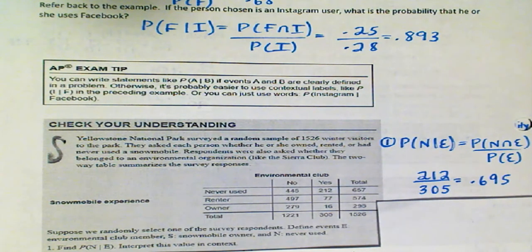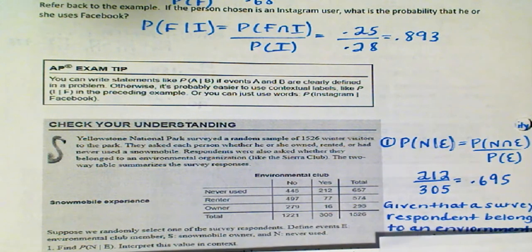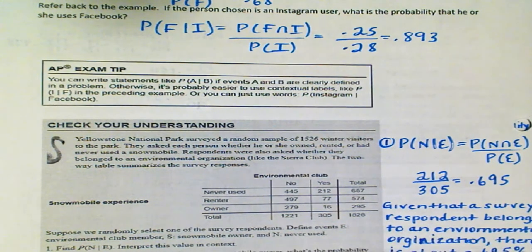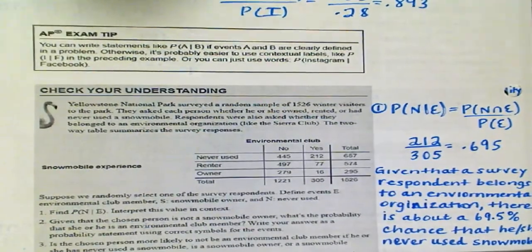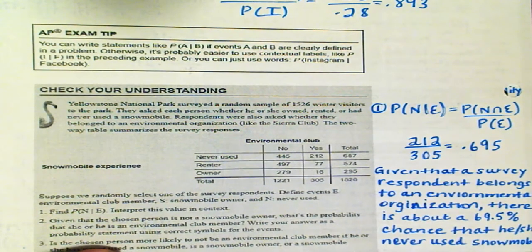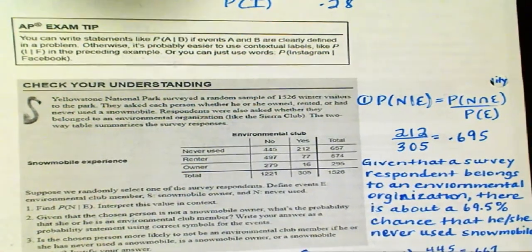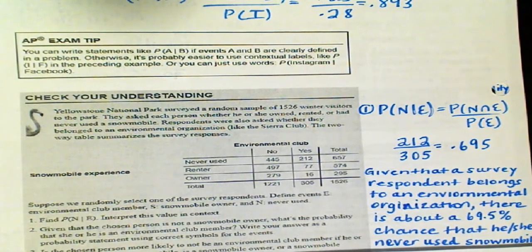Okay, so that is what you do on a two-way table. So let's interpret this. Given that a survey respondent belongs to an environmental organization, there's about a 69.5% chance that he or she never used a snowmobile. Okay, so that's how you would interpret that. Given that a survey respondent belongs, that's the given part, you want to list that first, belongs to an environmental organization, there's about a 69.5% chance that he or she never used a snowmobile.